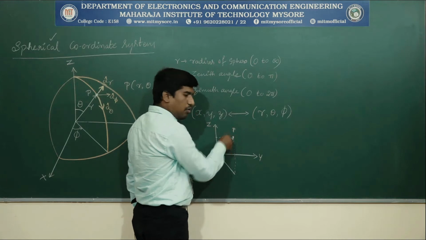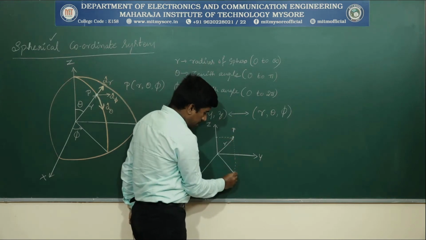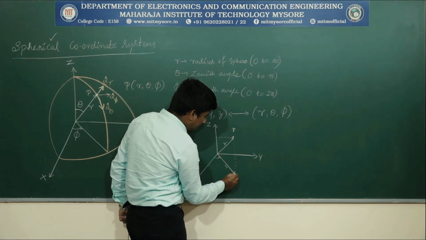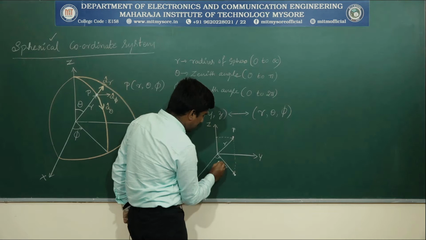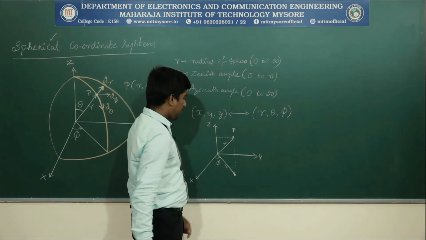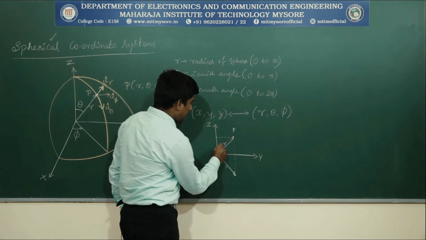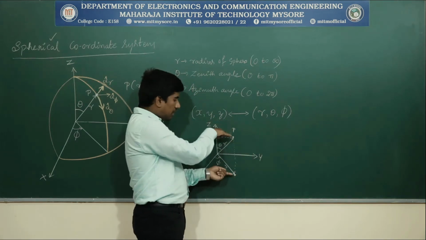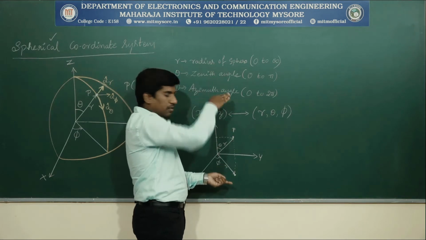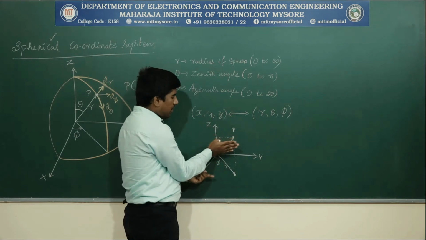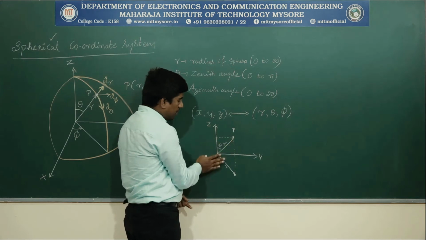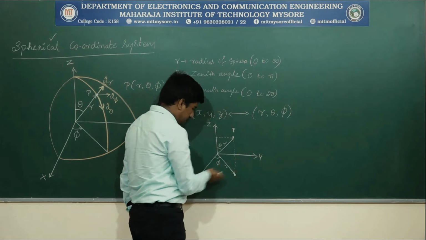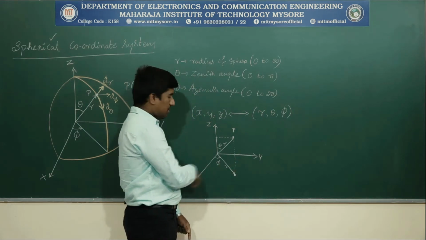If I look at this point from the top view, it appears here, at an azimuth angle phi. So this is exactly how it appears if I look at this point from the top view. We are not looking at it from the front view. If I look from the front, it looks like this. If I look from the top, it will be a point on the xy plane, a two-dimensional plane.